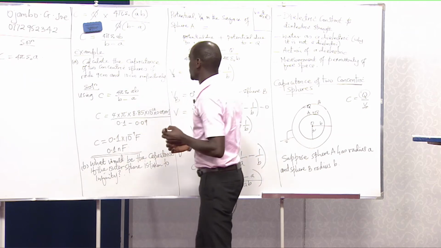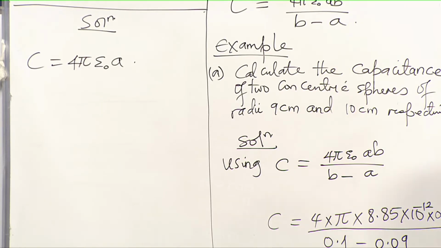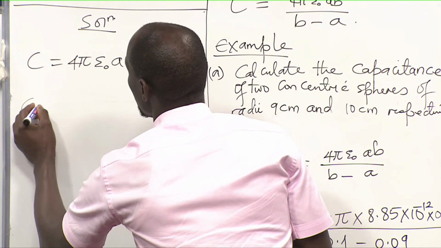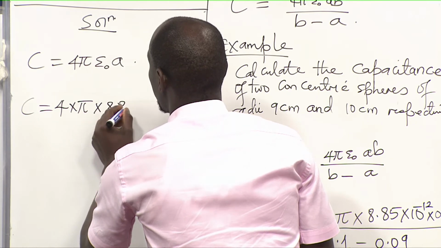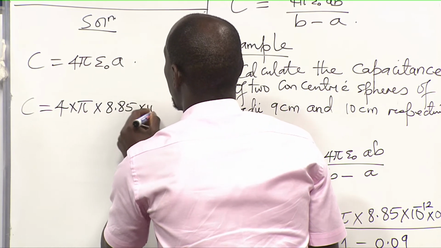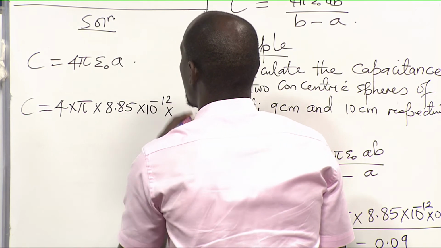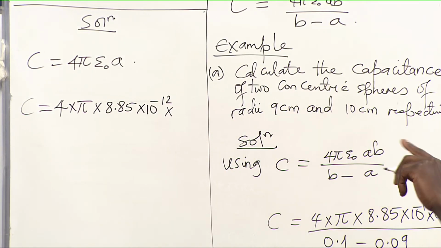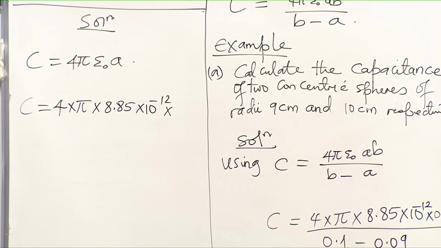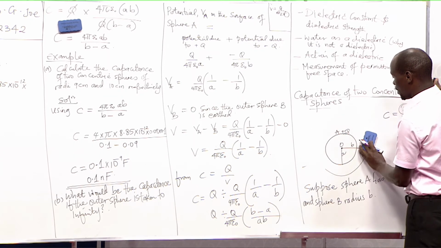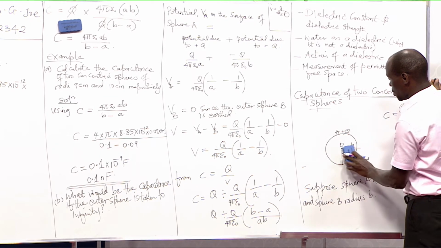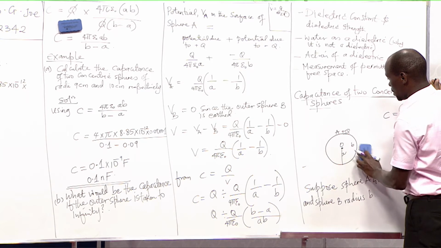I can have that. And this is therefore going to be, C will be equal to 4 times pi times 8.85 times 10 power negative 12 times the radius now. You've taken the outer one away. By taking the outer one away, it therefore means we are remaining with only this. Suppose I choose to use this one here. You imagine we have taken away this. So we have only this.